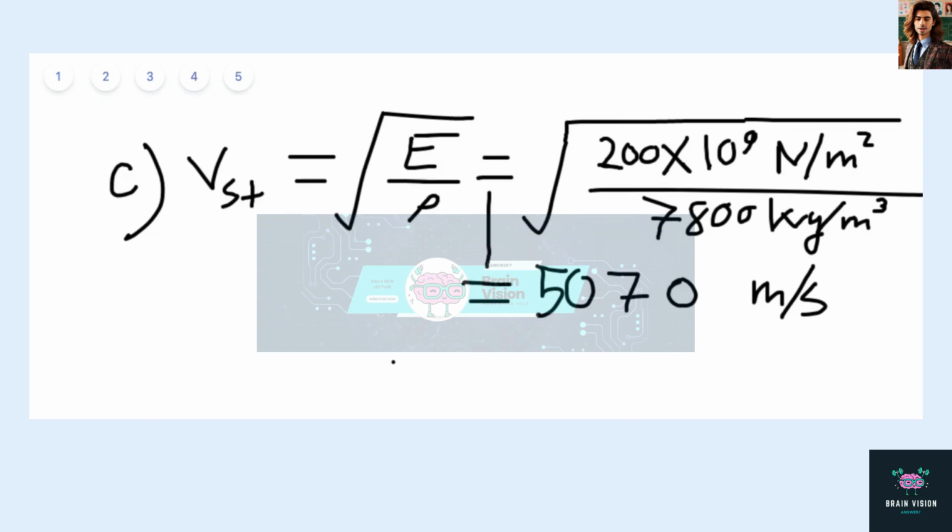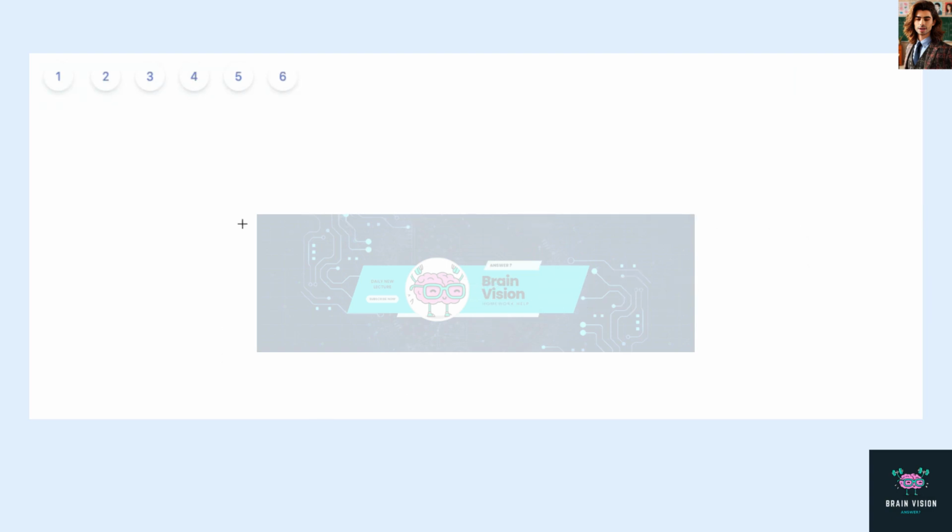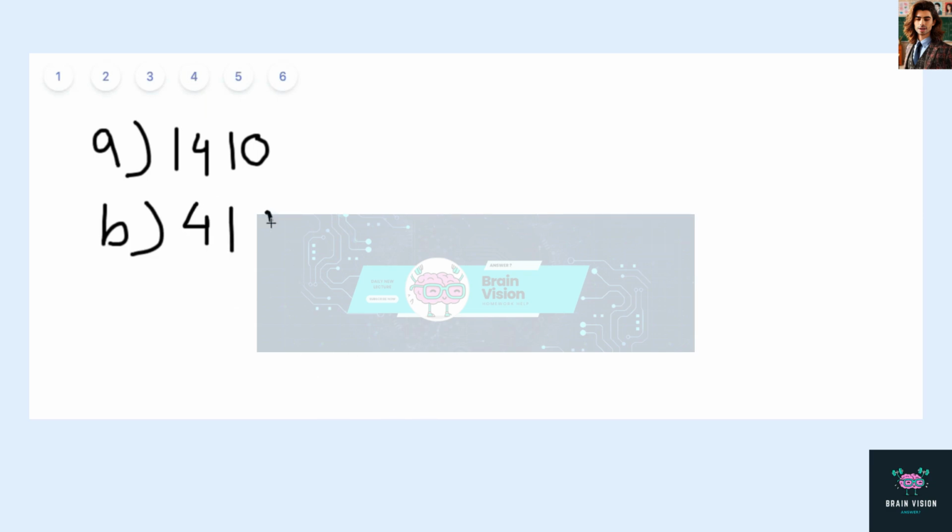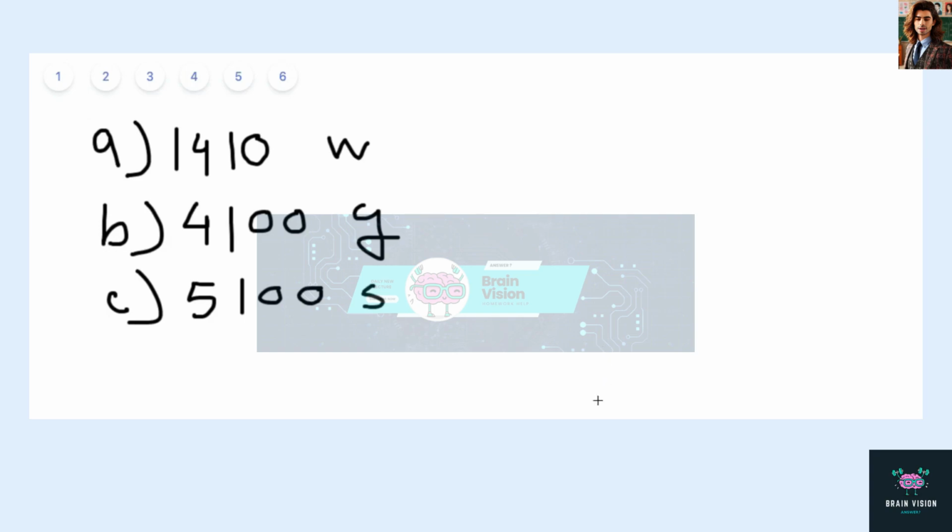So there you have it. The final answers you can write as 1410 meters per second for water, 4,100 for granite, and 5,100 for steel. All right, that's it.